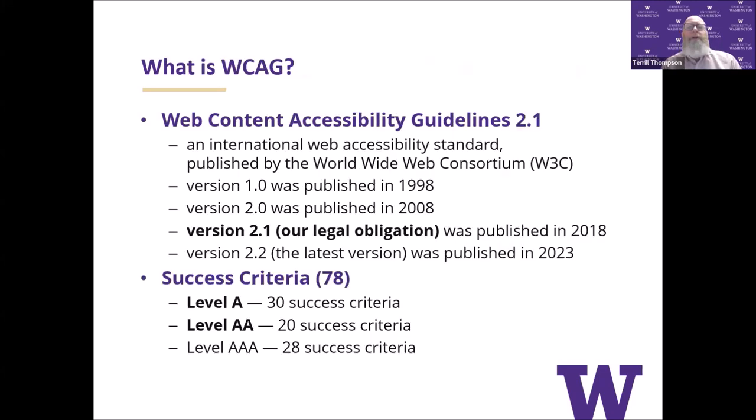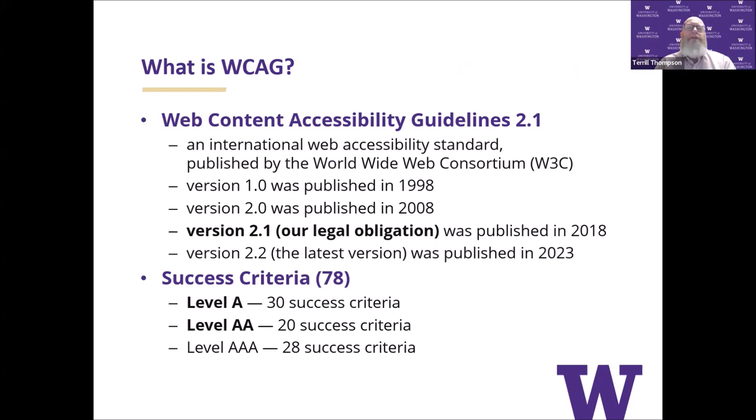So let's look a little bit closer at that. What is WCAG? It is, again, Web Content Accessibility Guidelines. 2.1 is a particularly important version for us, and I'll explain why in a moment. But this is an international web accessibility standard published by the W3C. And the very first version, they started working on really early on in the history of the web in the 1990s. And they had published the first version by 1998.